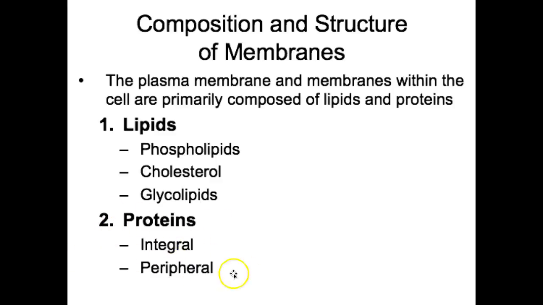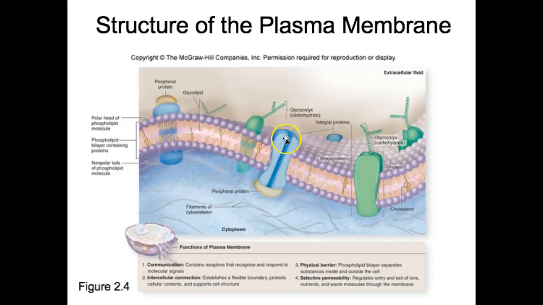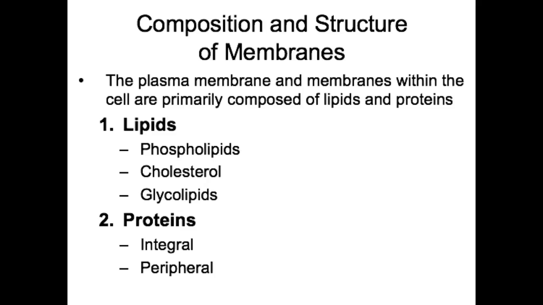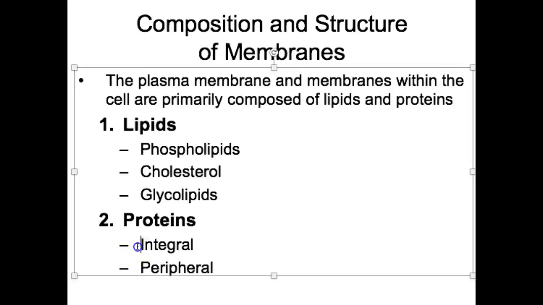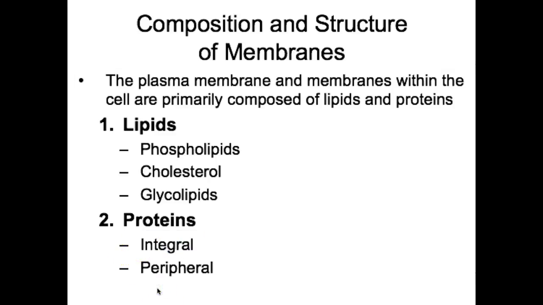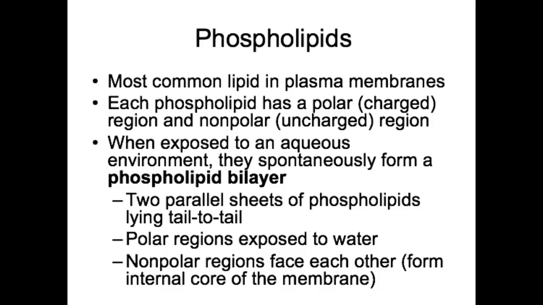Proteins can be integral or peripheral, which is to say they can be going all the way through. Integral proteins go all the way through the plasma membrane. Peripheral proteins will be anchored in generally on one side or on the other or associated with an integral protein. So those integral may be channels or they may just be going all the way through. Peripheral are not going to go all the way through the plasma membrane. So again, the polar regions are exposed to water, the nonpolar regions face each other, forming an internal core of the membrane.